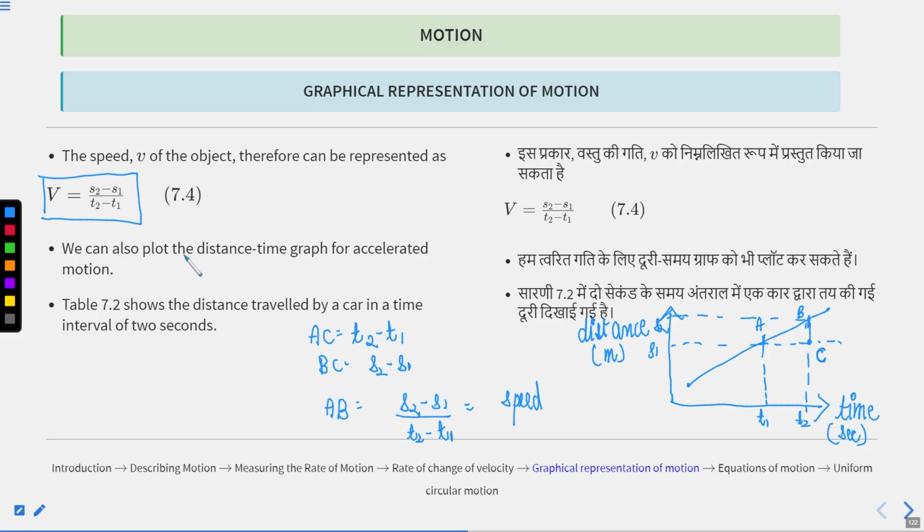We can also plot the distance-time graph for acceleration. This is the distance-time graph for uniform motion. We can also plot the distance-time graph for accelerated motion, and how we can plot it, we will see.